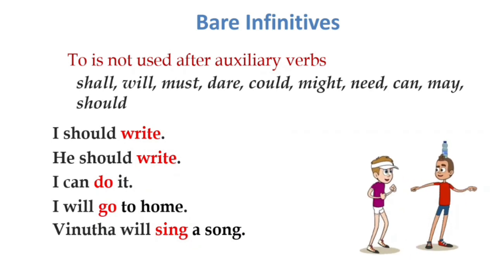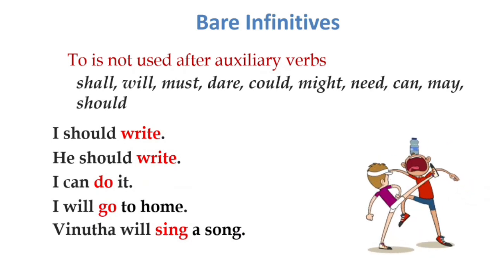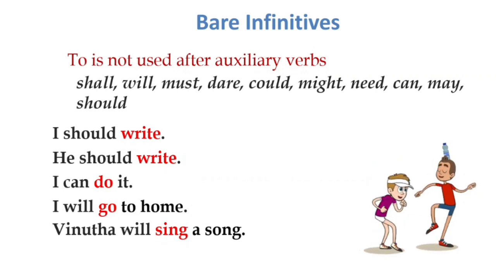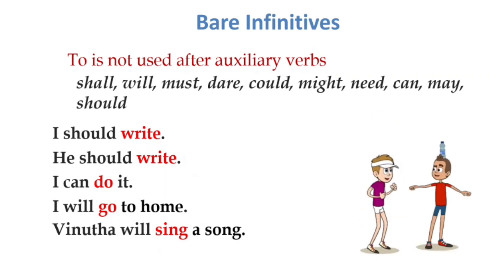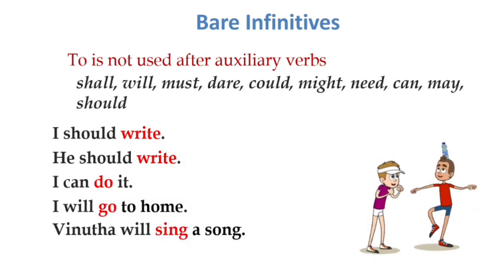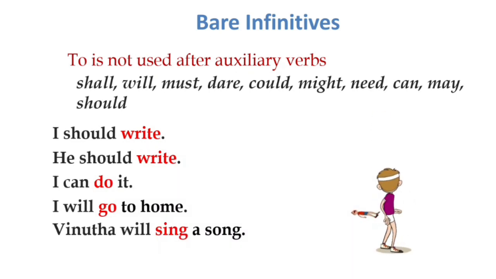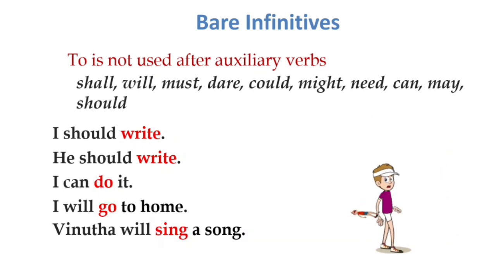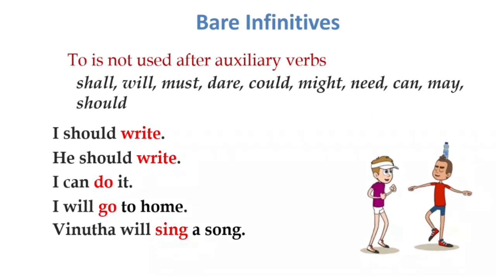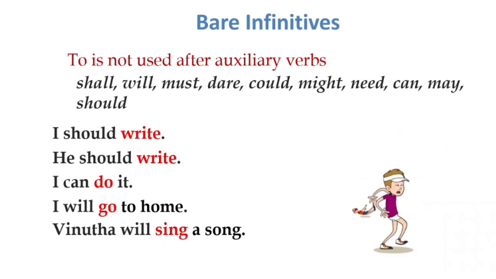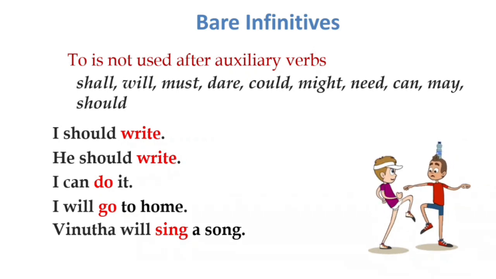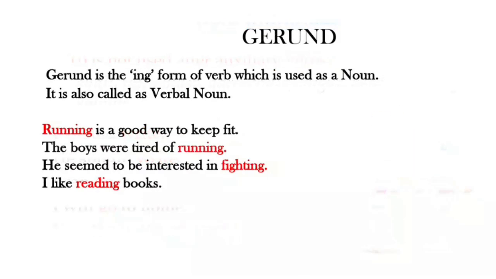Okay, see other examples. He should write. I can do it. I will go to home. Vinita will sing a song. In all these cases, these verb 1s are not carrying "to" with them. They are called bare infinitives. You got it? The first type of non-finite is infinitives, that is "to" infinitive. In that there are some bare infinitives.